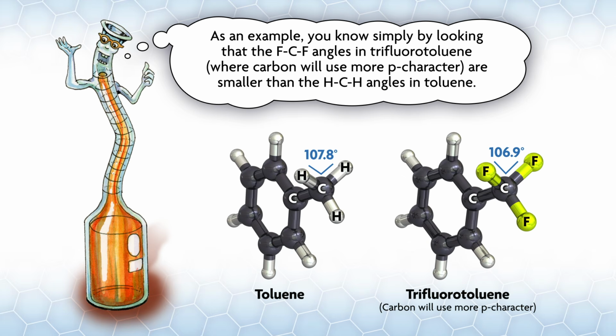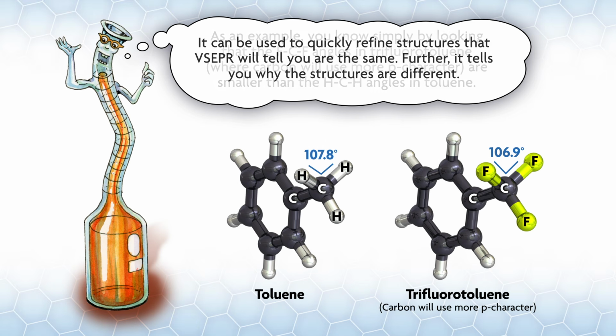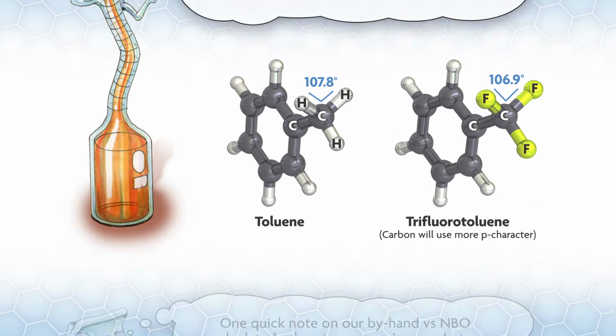As an example, you know simply by looking that the FCF angles in trifluorotoluene, where carbon will use more p character, are smaller than the HCH angles in toluene. It can be used to quickly refine structures that VSEPR will tell you are the same. Further, it tells you why the structures are different.